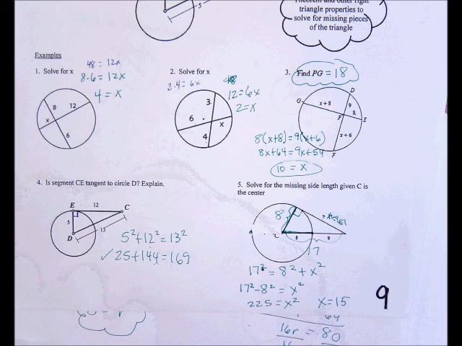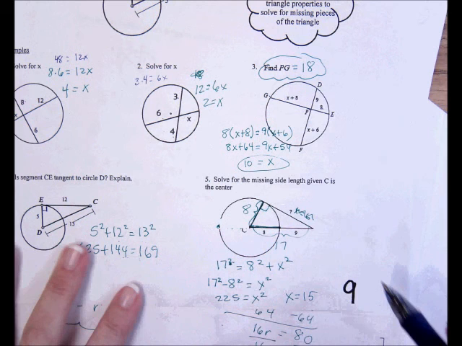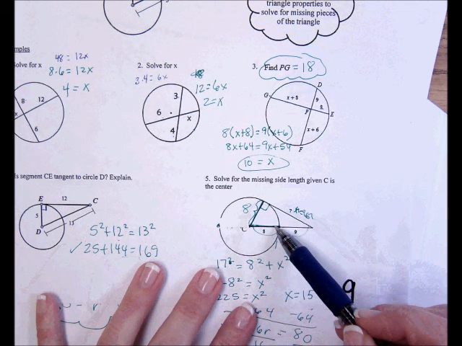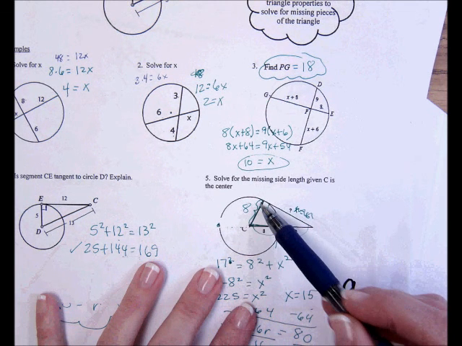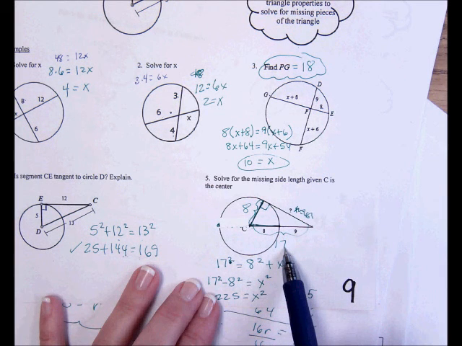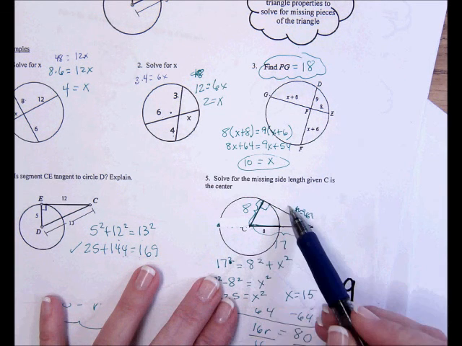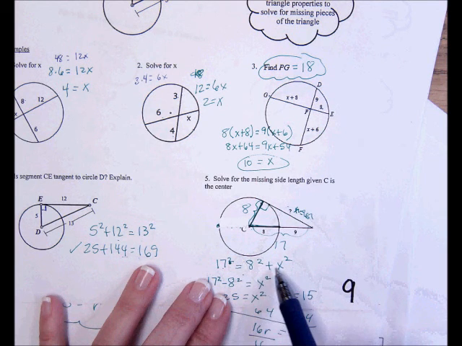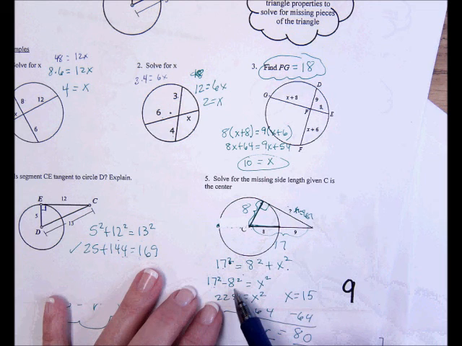If I look down here at the bottom of the page, I just have right triangles, and I have 5 squared plus 12 squared is equal to 13 squared, and I know that 25 plus 144 is 169. So it is a tangent line because it forms a right triangle, and the Pythagorean theorem is true.